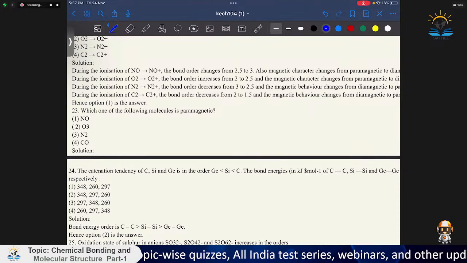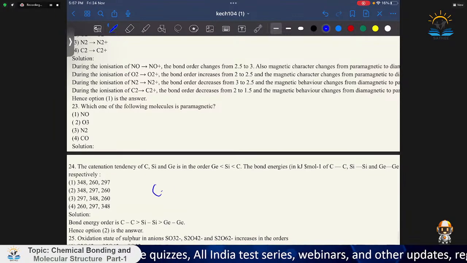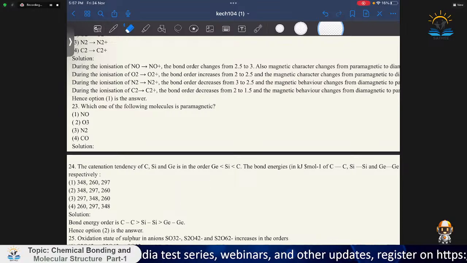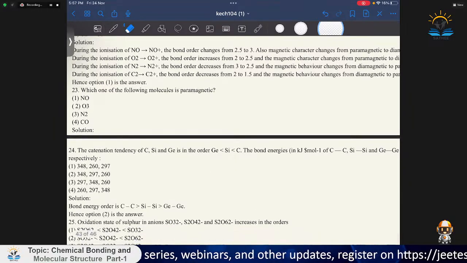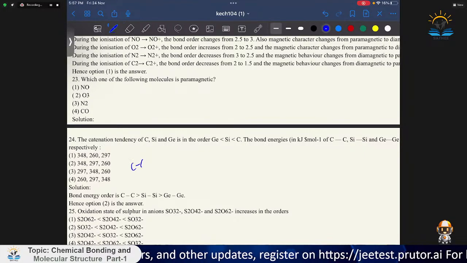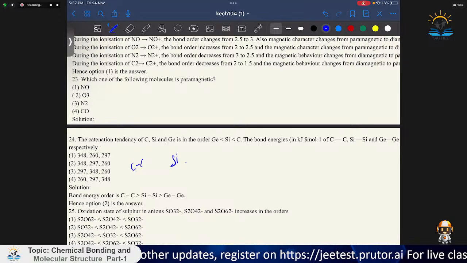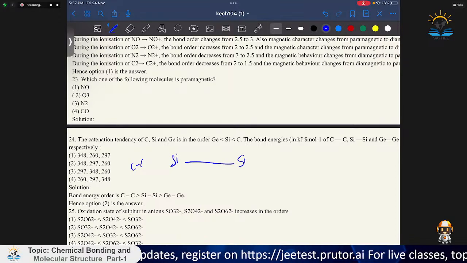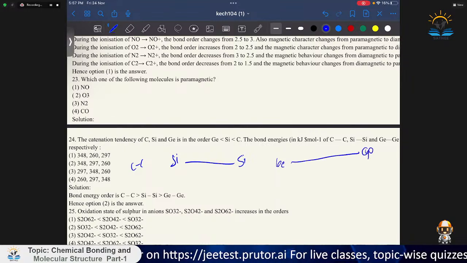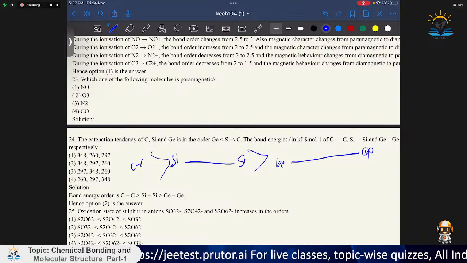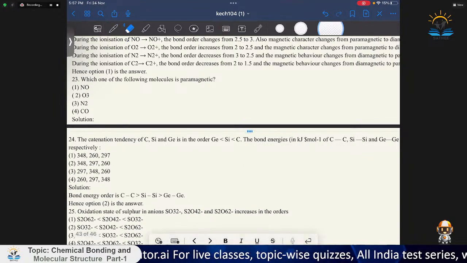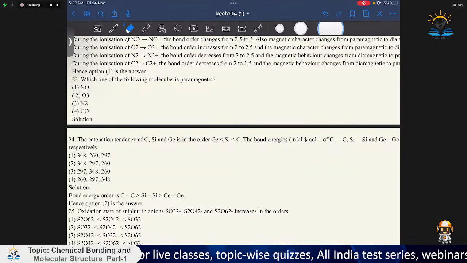Catenation tendency of carbon, silicon. Catenation is forming bonds with itself. Carbon has the highest catenation tendency. Carbon bond energy will always be higher, because carbon atoms are closer. Silicon is much farther, and germanium is even further. So bond energy will be more when atoms or nuclei are closer to each other. So carbon bond energy will be the most. Hence option 2 will be the answer.